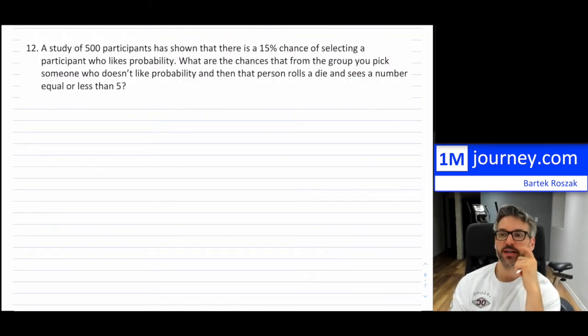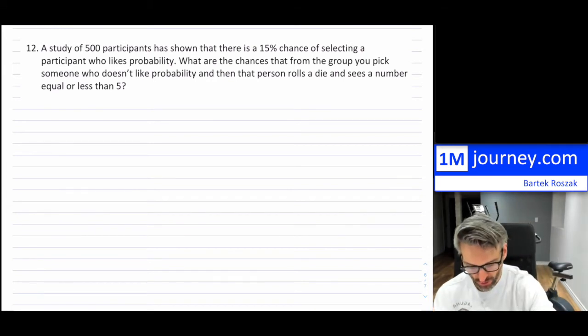Next question. A study of 500 participants has shown that there is a 15% chance of selecting a participant who likes probability. Okay, it's not very high, I guess. Not a lot of people like probability. What are the chances that from the group you pick someone who doesn't like probability, and then that the person rolls a die and sees a number equal or less than 5?